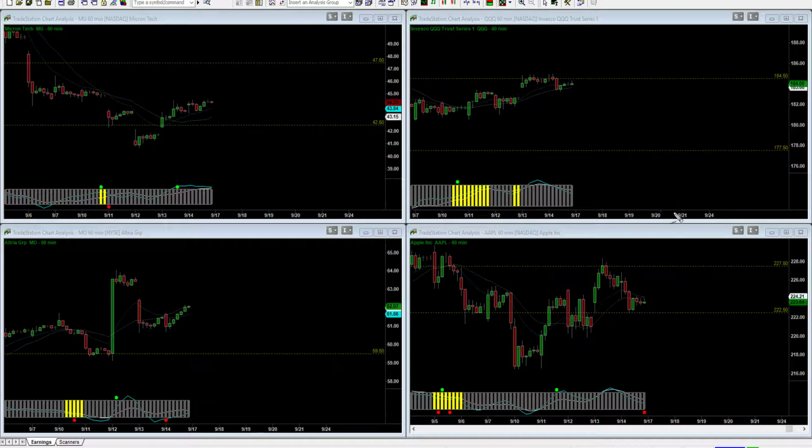money. And the last trade was Apple. Apple down here on the bottom right.